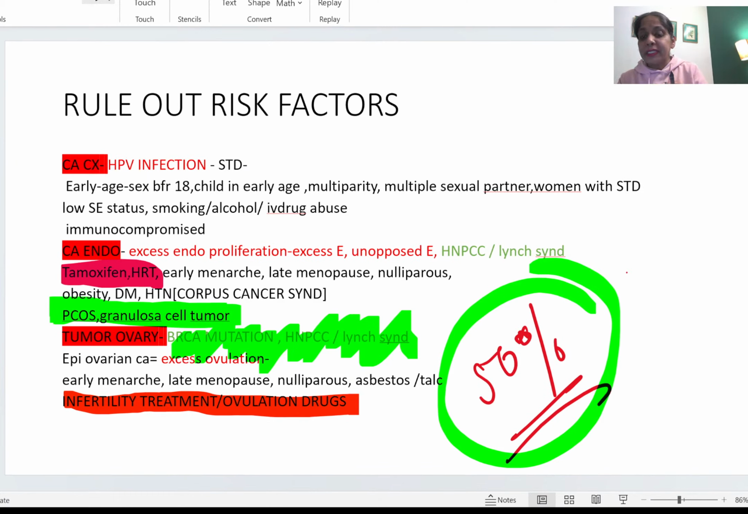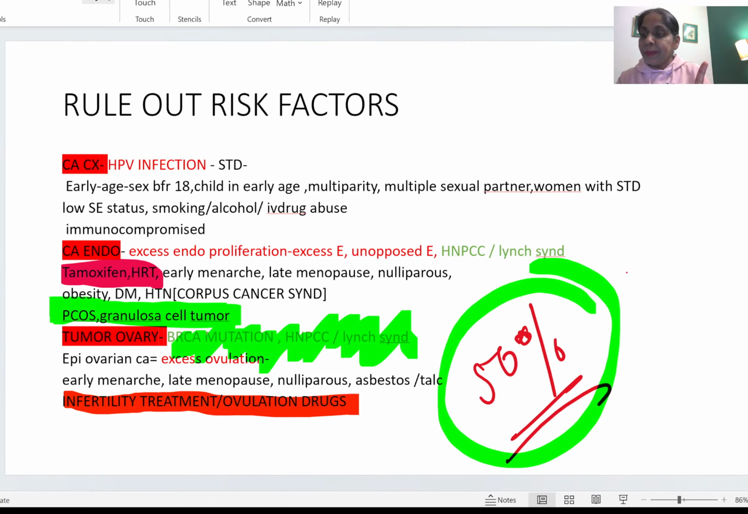I already told you in the infertility class, when we take the patient for IVF or give infertility treatment, we put the patient through ovulation induction, and many ova are formed. All those ova ovulate also. So the more the ovulation, the more the risk.